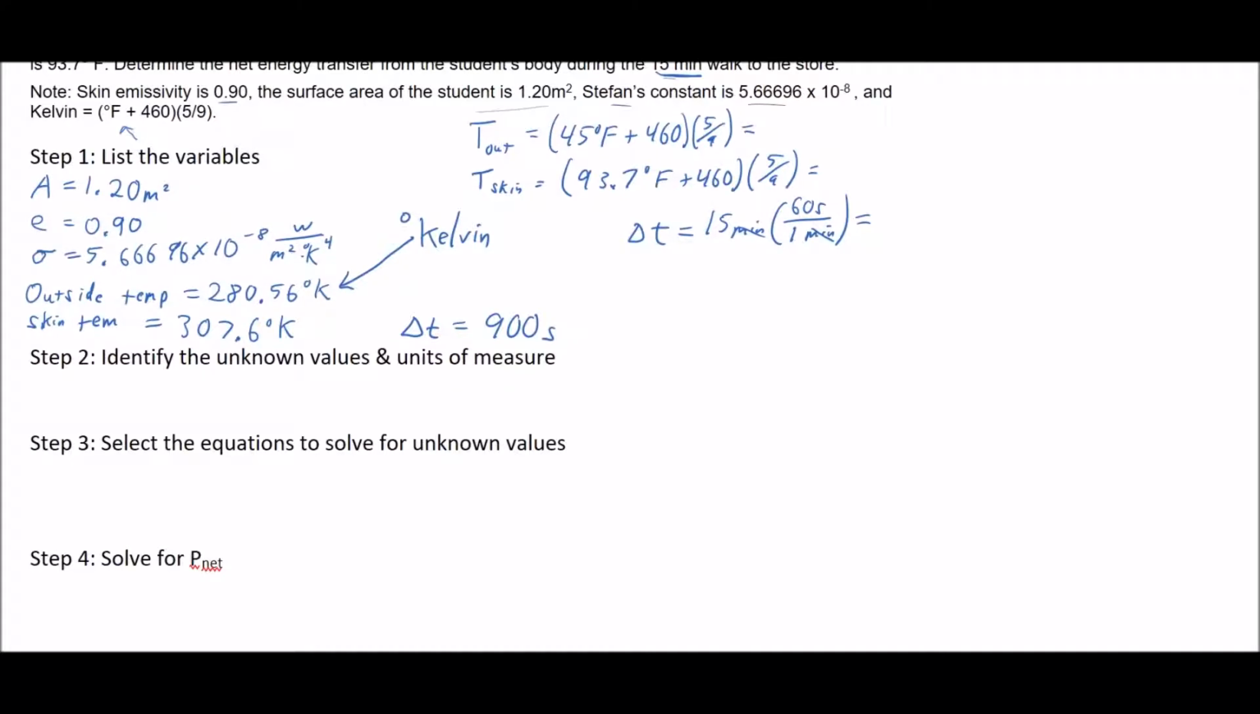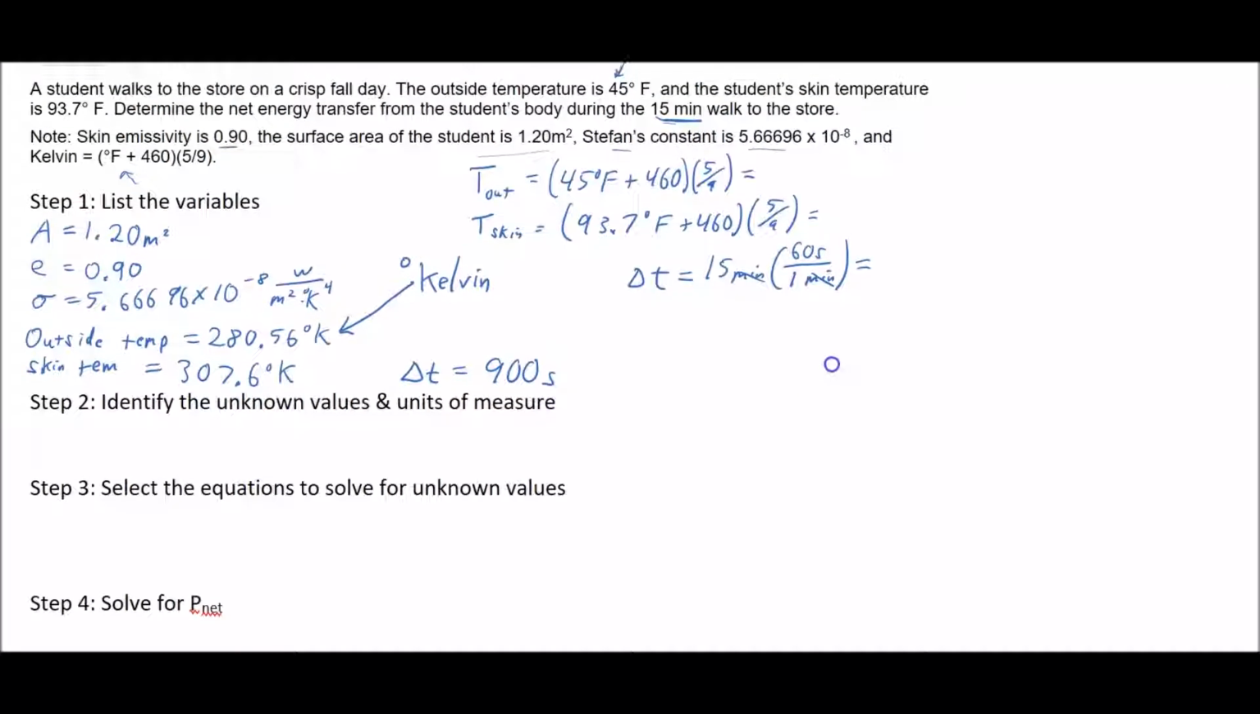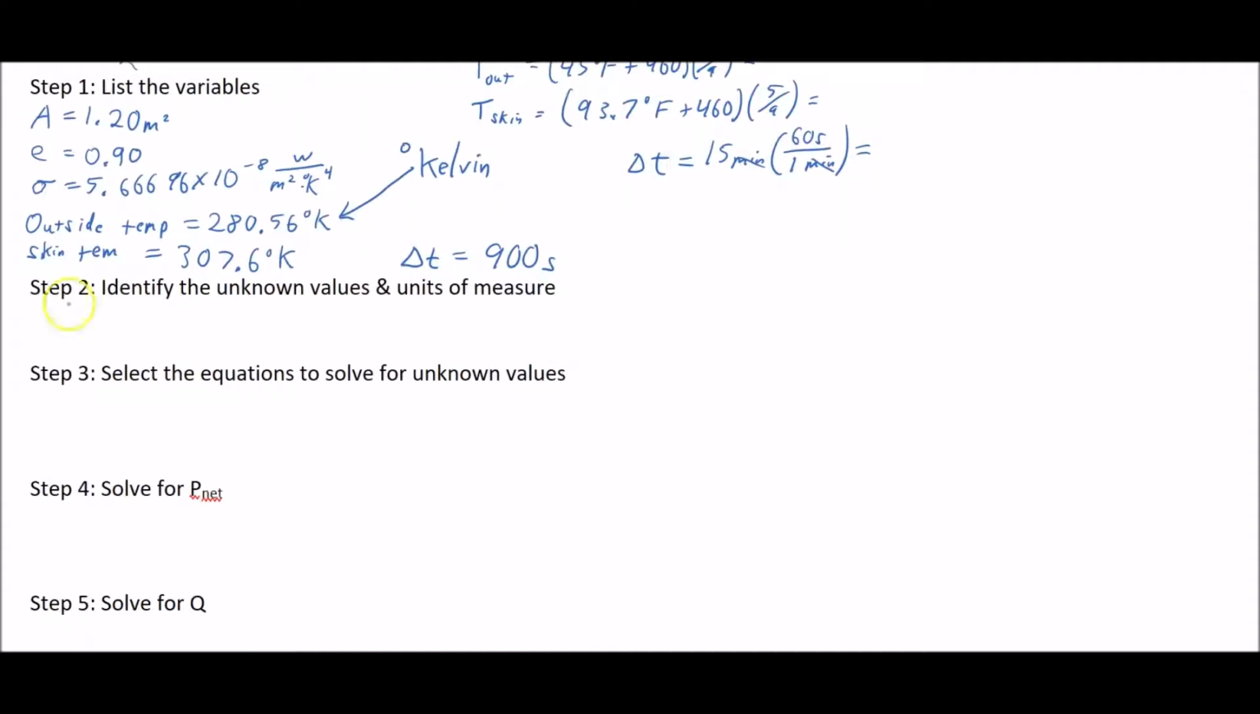Okay, so we need to identify the unknown values and the units of measurement. We want to find the net energy transfer from the student's body. So the unknown values that we need to find are basically P net, which is the net radiated energy transfer, and that is measured in watts, which again is just joules per second, and that is going to help us find the actual energy transfer, which is Q.